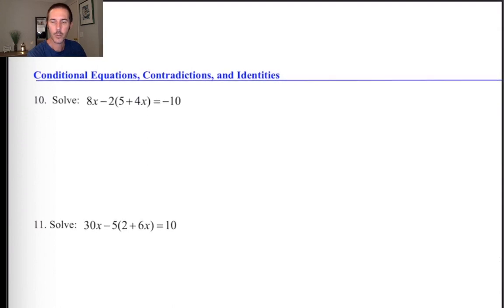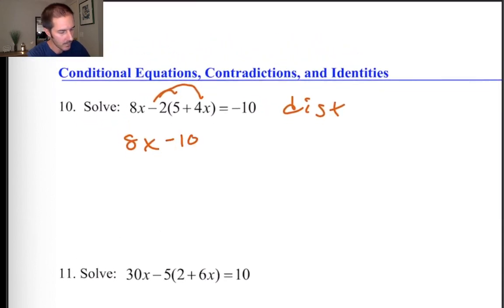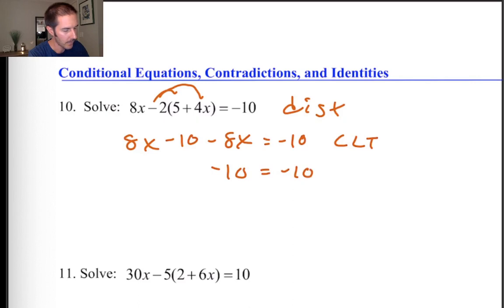A couple of final, more straightforward algebraic problems. Solving this equation, pretty easy, doing things that we've done already. DIST for distribute. This time I'm distributing multiplication by -2, so make sure you take that negative with you. I've got 8x minus 10 minus 8x equals -10. I'll combine like terms. The 8x's are going to cancel, the positive and the negative 8x, and I'm left with negative 10 equals negative 10.